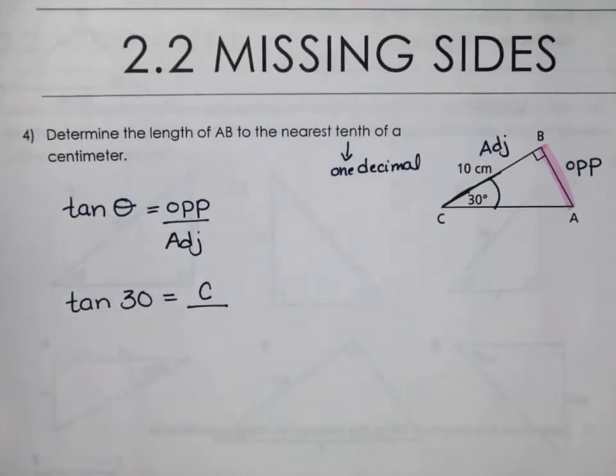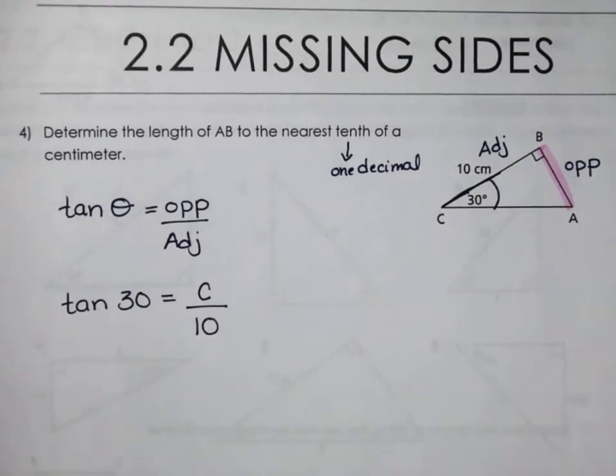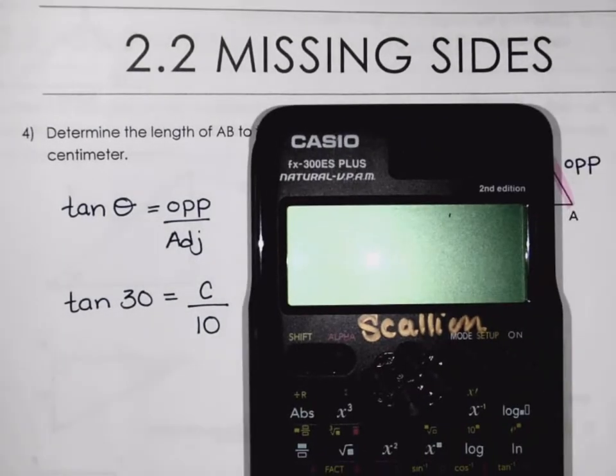And then the adjacent goes on the bottom, and so I will put a 10 in here. Now notice I'm not using any units of measure inside this formula. It gets a little bit confusing if you do, but your final answer has to have a unit of measure. Okay, everybody with me?